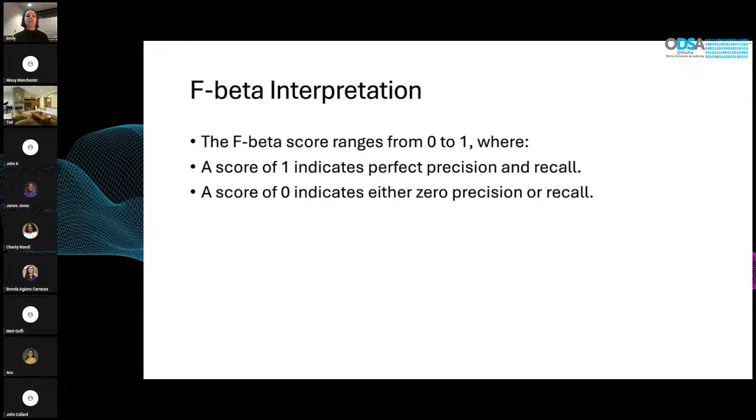So how would we interpret F beta? Again, score 0 to 1. For F1, a score of 1 indicates a perfect precision and recall. I guess a score of 1 for any value of beta indicates a perfect precision and recall. A score of 0 indicates 0 in either precision or recall. But a score closer to 0 means there's a lower performance across one or both of those dimensions.